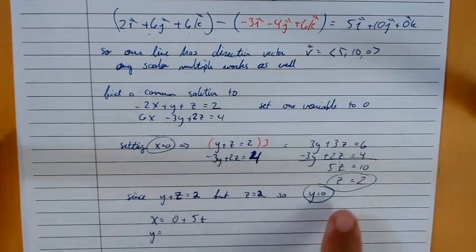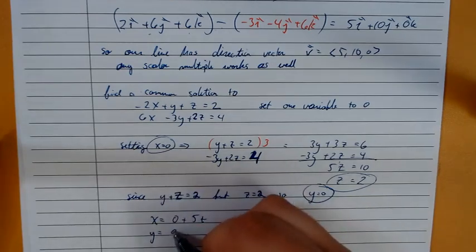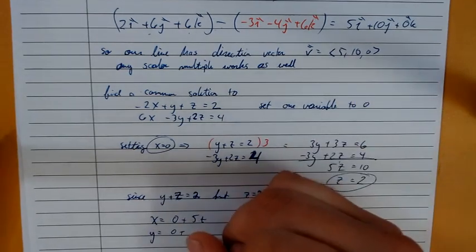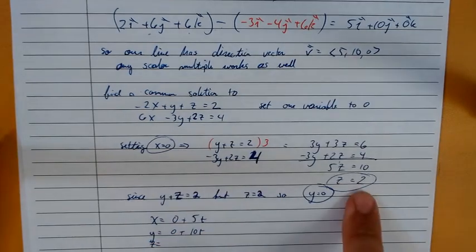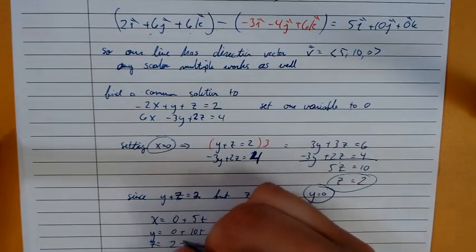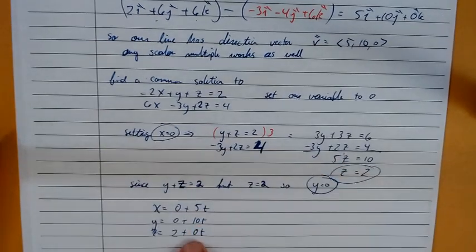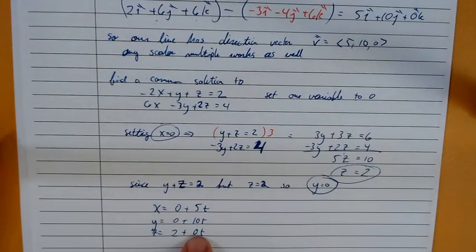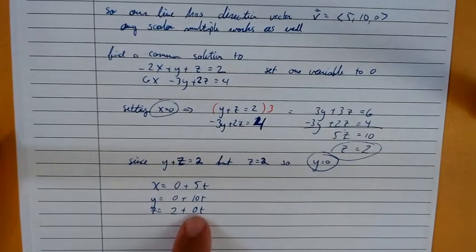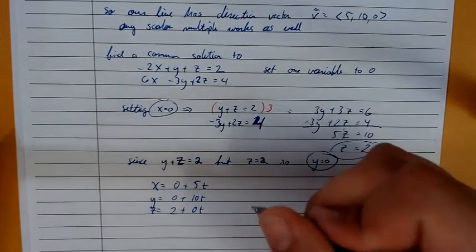y equals, well, again, the initial value for y is 0, plus 10t. And then z is equal to 2, plus 0t. Like this. Note, since one of the components of your direction vector is equal to 0, you would not be able to write the symmetric equations for this because the denominator would be 0. So here we have to use the parametric equations.